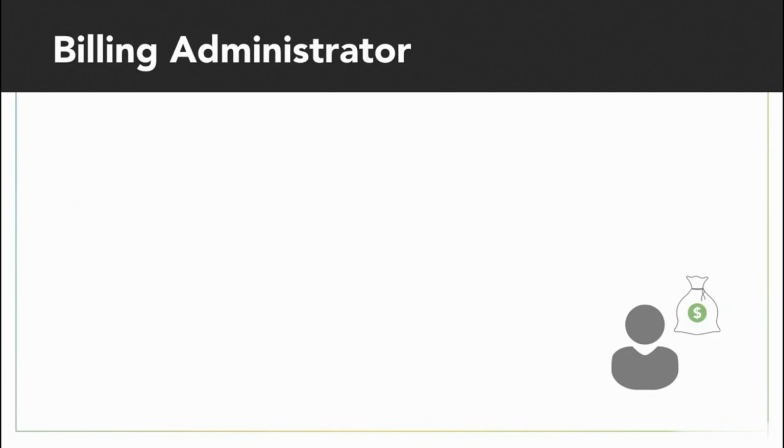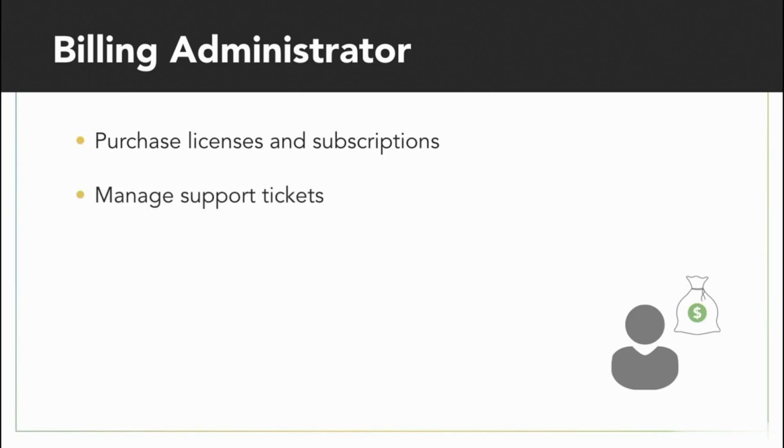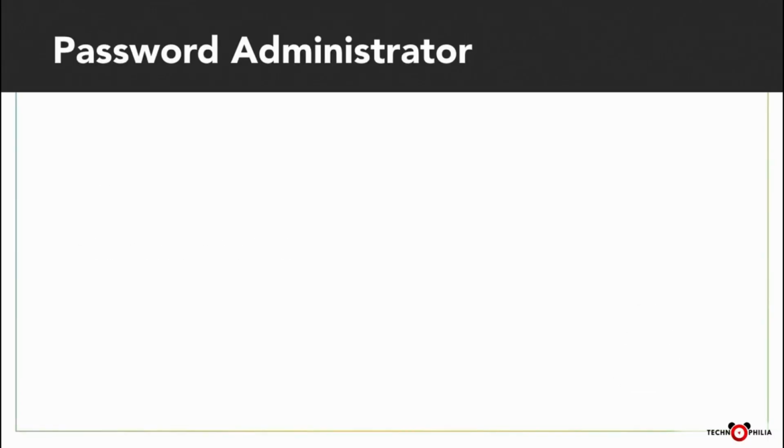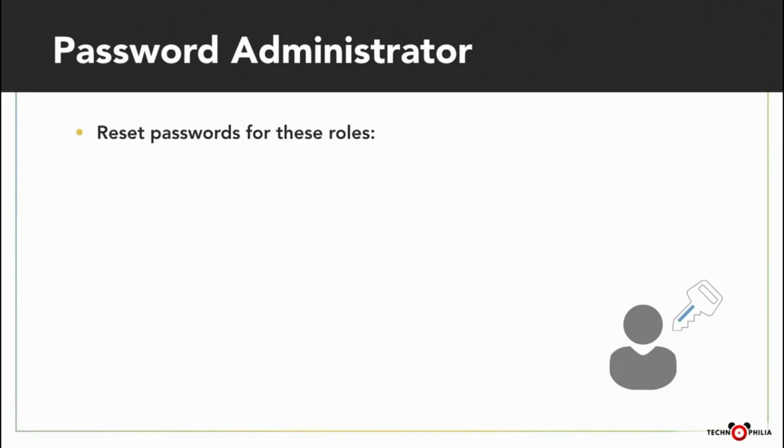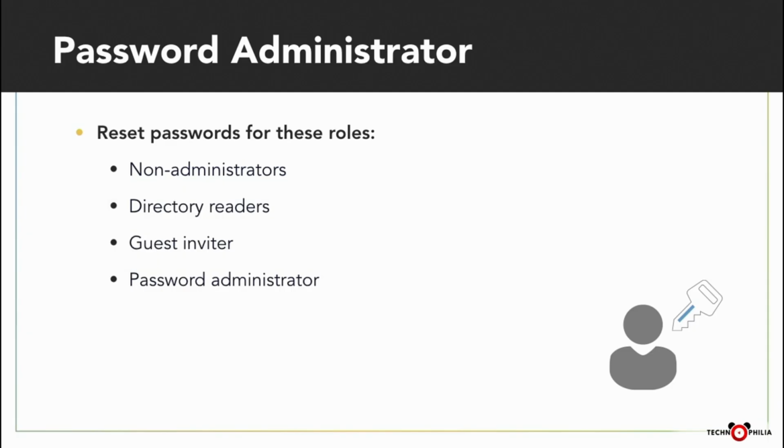The billing administrator manages licenses and subscription purchases. Though they cannot assign licenses, they can manage your support tickets, and they can also monitor the service health of Office 365. The user password administrator manages the resetting of passwords for other users who are non-administrators, or who are members of the following roles: directory readers, guest inviter, and password administrator. This role does not grant the ability to manage service requests or monitor service health.